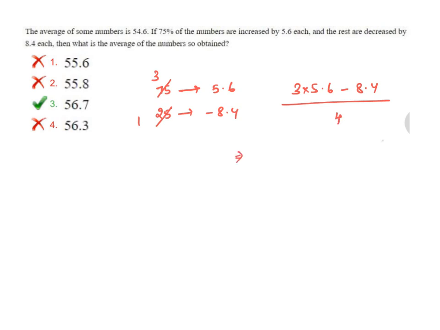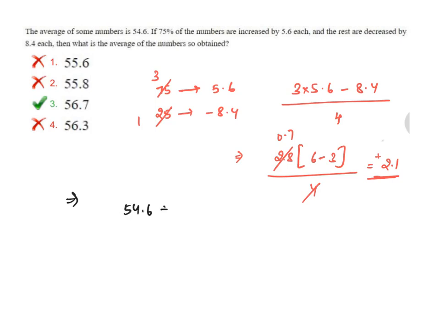I can just take 2.8 common. If you take 2.8 common, it will be 3 twos are 6, this will be 3 by 4. So anyway, I'll get 0.7. 0.7 into 3 is 2.1. That is plus 2.1. The effect is 2.1 more than the original average, that is 54.6 plus 2.1, that is 56.7. That is your answer there.